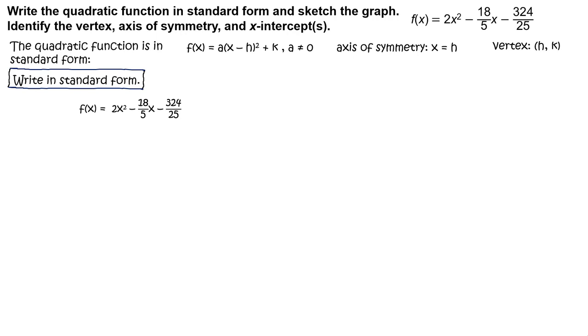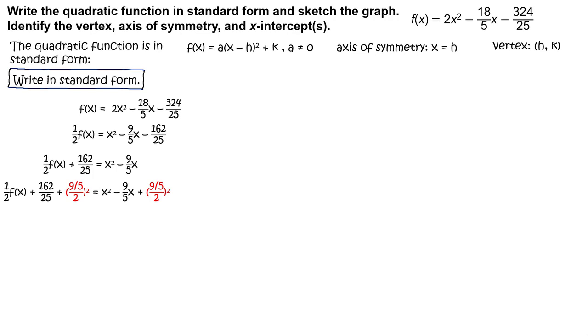Write the original quadratic function f(x) = 2x² − 18/5 x − 324/25. Multiply each side of the equation by 1/2. Simplify to get 1/2 f(x) = x² − 9/5 x − 162/25. Add 162/25 to each side of the equation to get 1/2 f(x) + 162/25 = x² − 9/5 x.